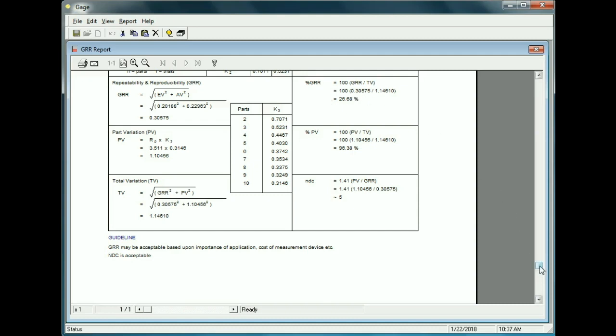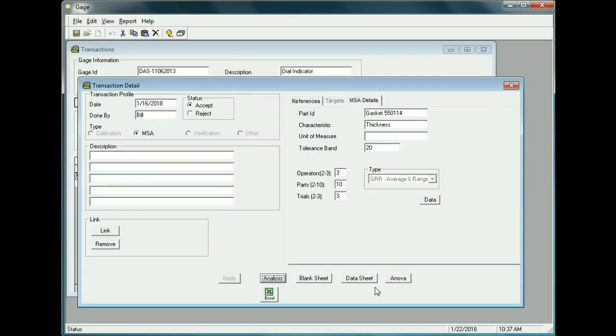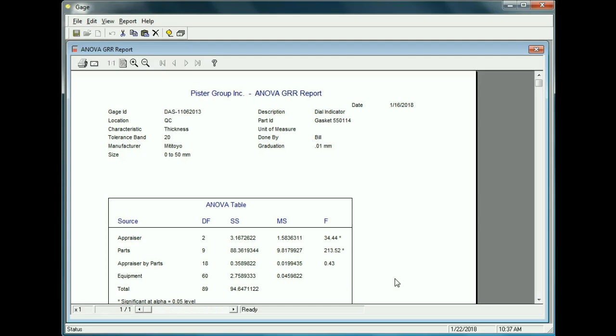So this is it for the regular way of looking at Gage R&R, and we'll close this report out. The other thing we can look at is the analysis based on what's called ANOVA, analysis of variance. Analysis of variance is a finer method of looking at the components of variation. Specifically, the thing that's missing from the regular way of doing Gage R&R studies is the possibility of some interaction between the people doing the measuring and the parts that they're measuring.